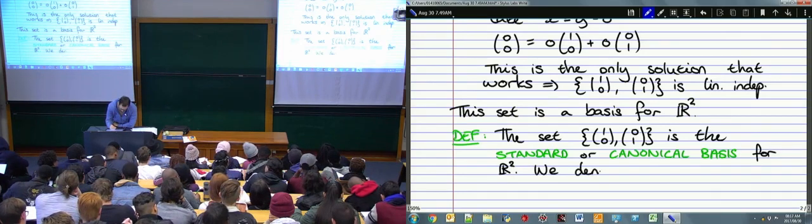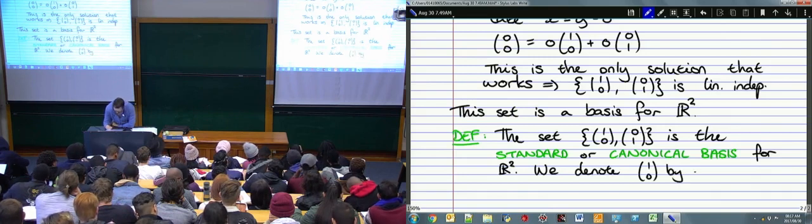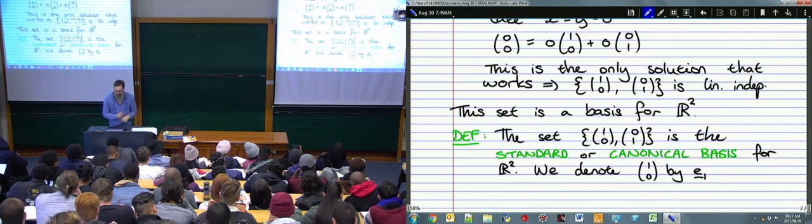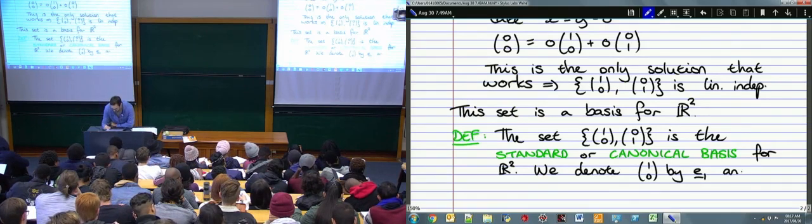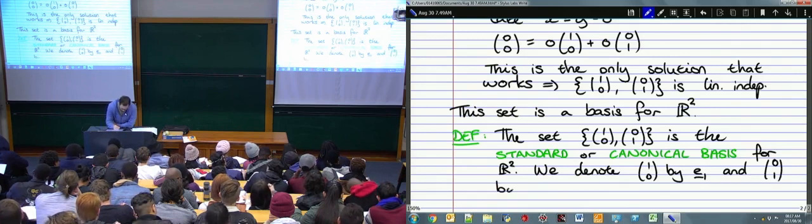We denote (1, 0) by E1, meaning the first canonical basis vector, and (0, 1) by E2.